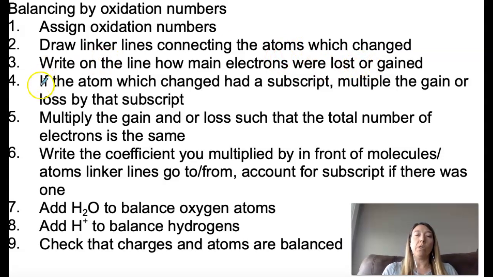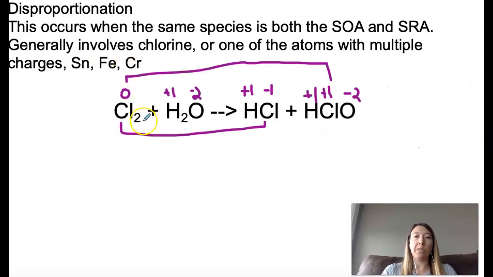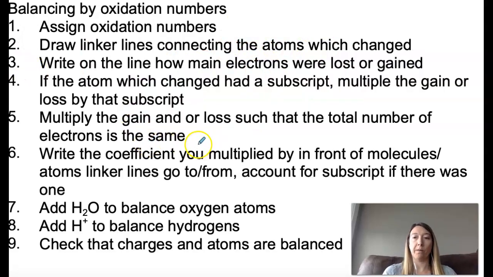The next thing you need to do is check whether the atom which changed has a subscript, right? Let's look at the last one we did. This chlorine here has a subscript of 2. So what I would have to do is indicate on my linker line that it had a subscript. It doesn't matter if this one has the subscript, or that one, or they both have the subscript. If you have that, you must multiply the gain or loss by that subscript.